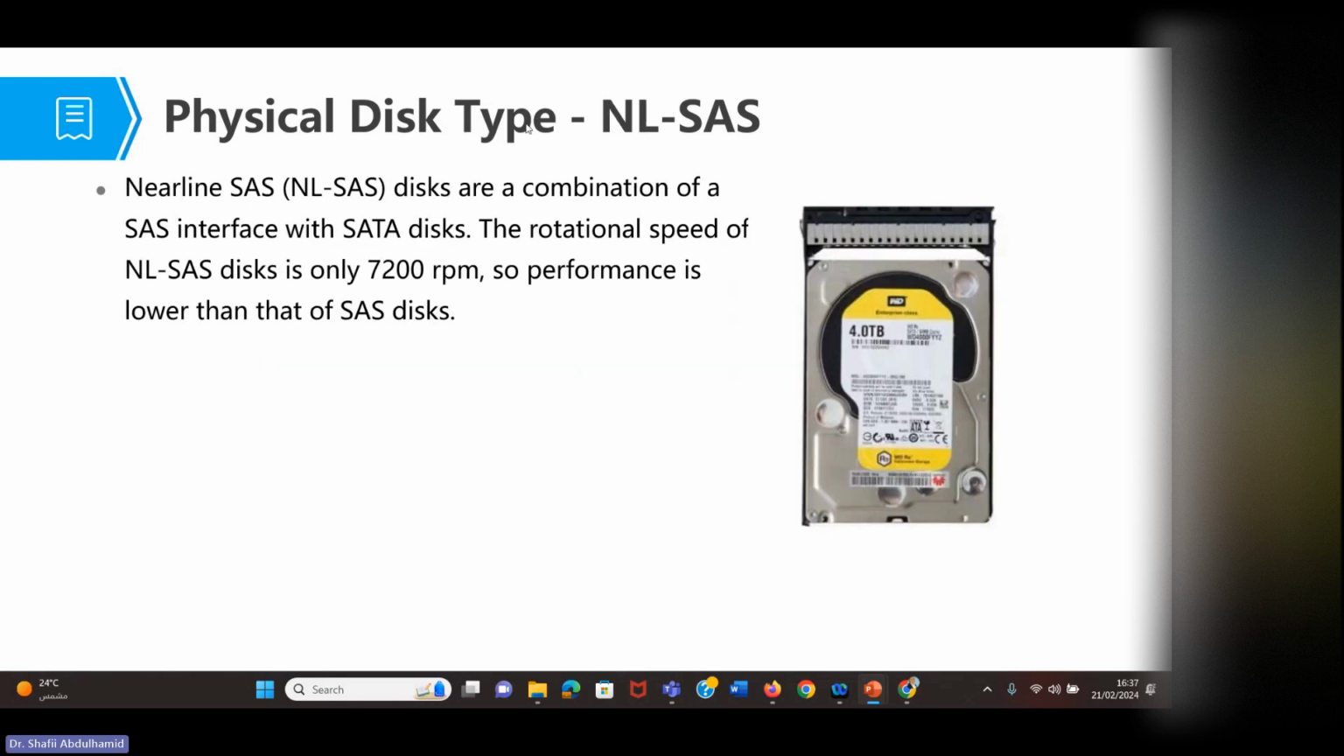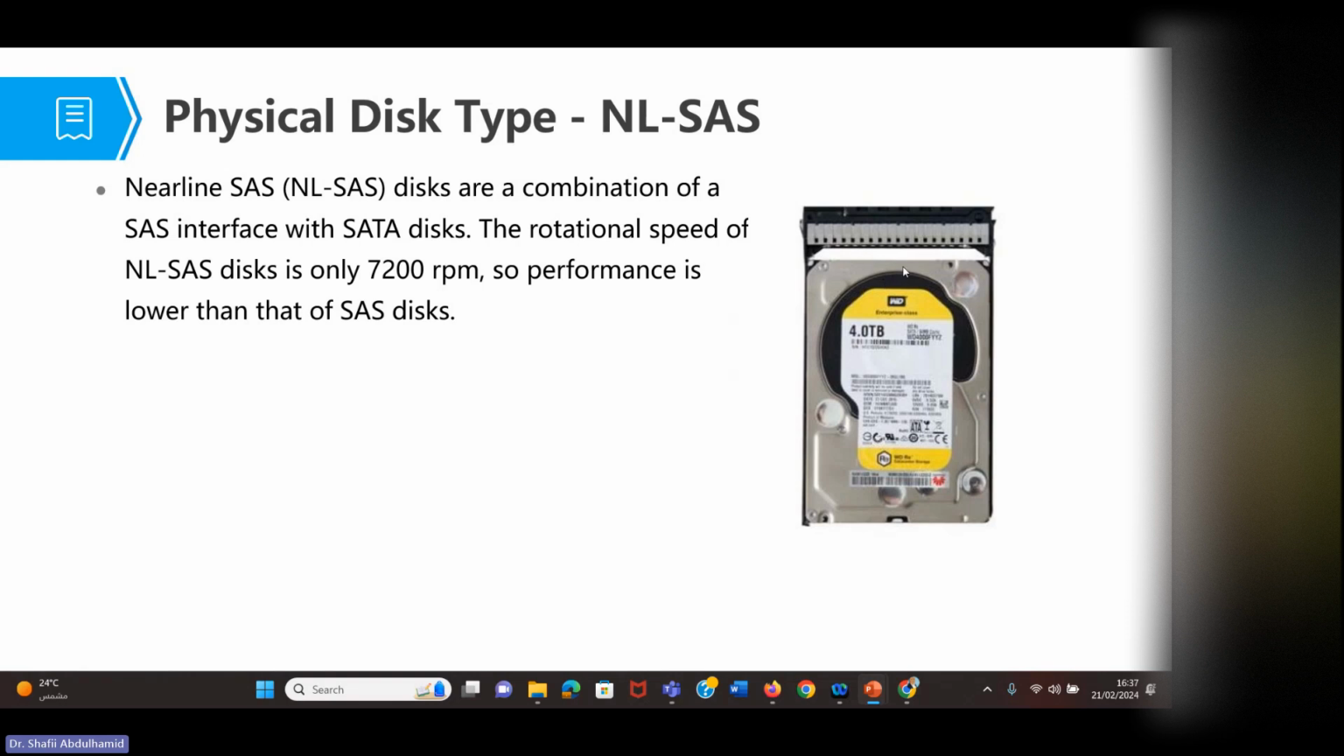So for the physical disk type, we have another one which is a bit more advanced than the SAS. This is called NL-SAS. It's a newer version of the SAS, which is nearline SAS. This type of disk is a combination of the SAS, but it has an interface of the SATA disk. So this is how it looks like.